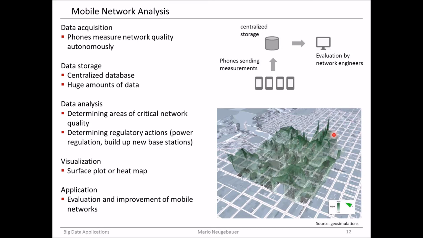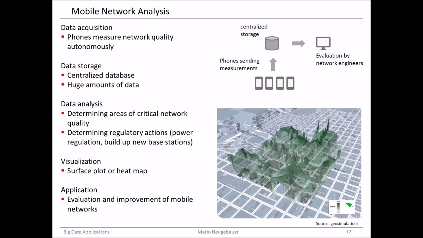If you go into the building, that means you go to such a block, then the network quality decreases because the electromagnetic waves are not able to easily go into the building. And if the network quality is too low, then the network engineer might decide to place a new base station there, or also make some power regulations in the already available base stations.